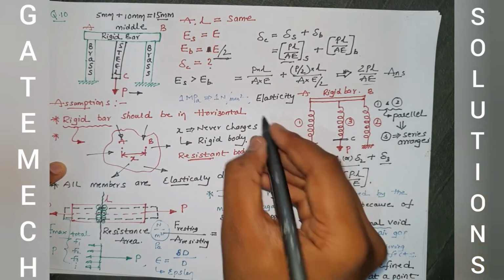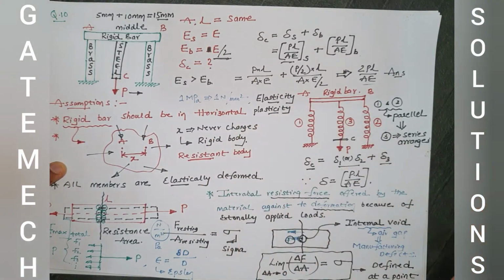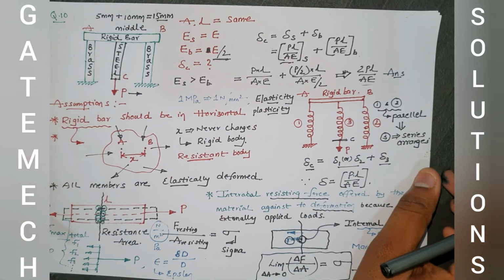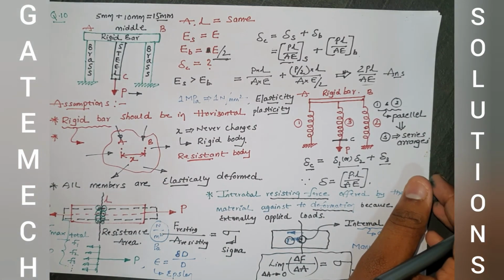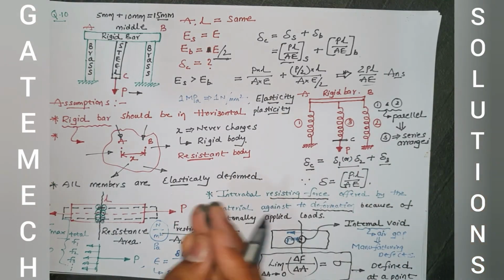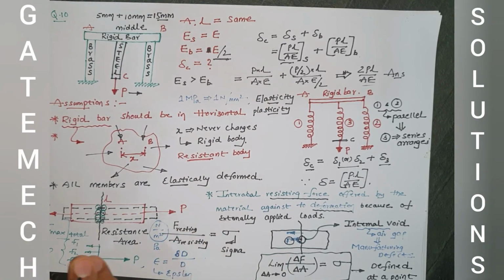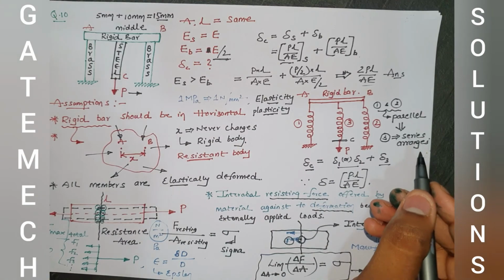If it is permanently deformed, that is called plasticity. Like that, there are a number of mechanical properties that you need to know: elasticity, plasticity, malleability, creep, fatigue, toughness. Right? So elasticity is the property of the material by which, after the removal of load, the member regains its original shape. If the deformation is permanent, then the property of the material is called plasticity.